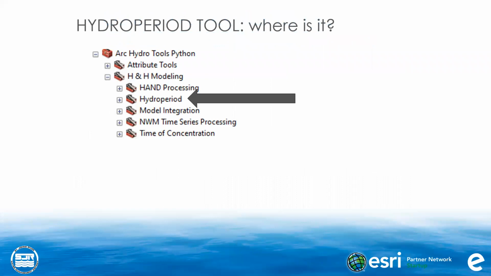So where's the tool located? The tool is located in Esri's ArcHydro Tools Python section under hydraulic and hydrologic modeling. And you can see the Hydroperiod name right there.